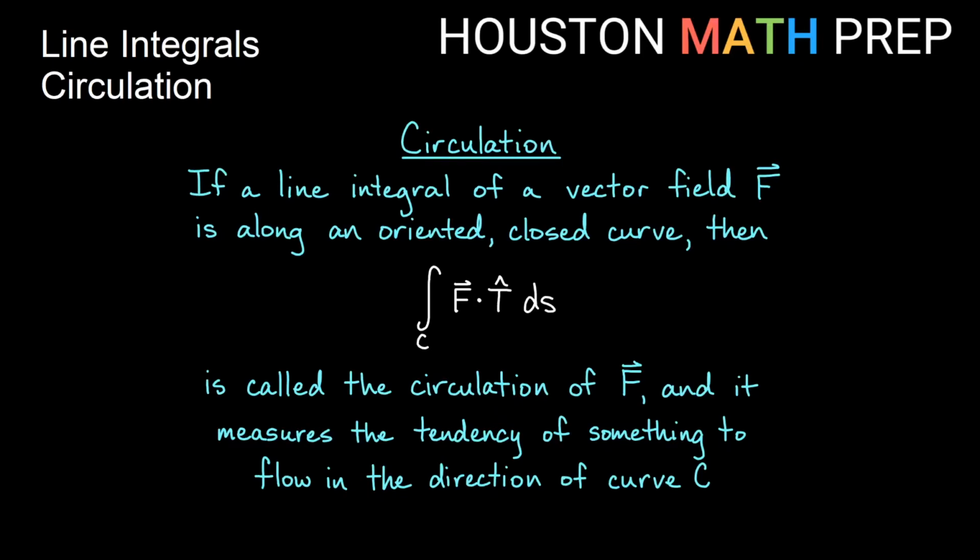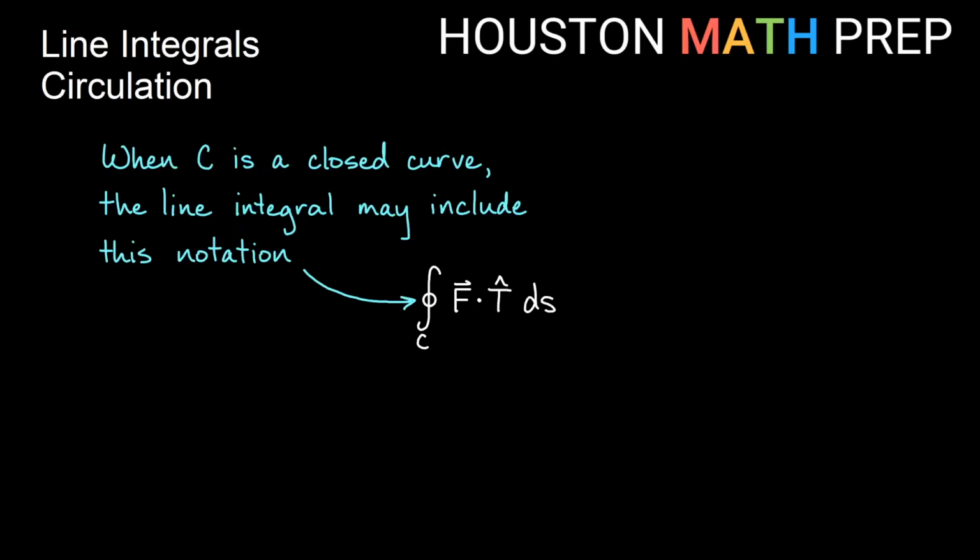When we're doing a line integral over a closed curve, you will often see this notation where we put a circle around the center of the integral sign. That indicates that C is a closed curve and that we're integrating not just on some curve that may go from one point to another, but actually a closed curve. So the line integral will include this notation.